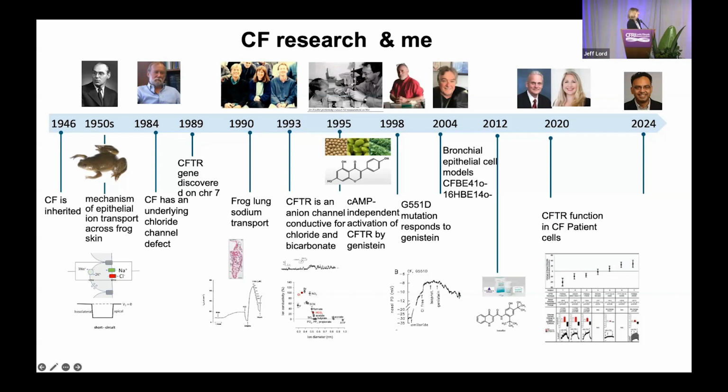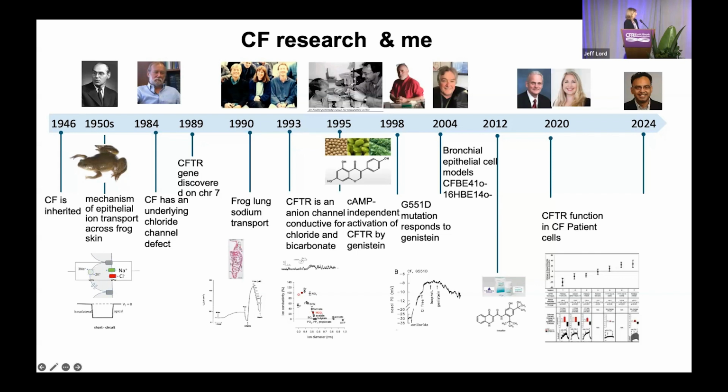So then I was a postdoc in Terry Machen's lab at UC Berkeley for a long time. And in that lab, we discovered that CFTR is also conductive for chloride and bicarbonate. And one of the major discoveries we also made was that we could stimulate CFTR by a cyclic AMP independent mechanism. And that was the first discovery that brought us to this molecule genistein that suggested that there are mechanisms for small molecules to be activators of the CFTR ion channel.